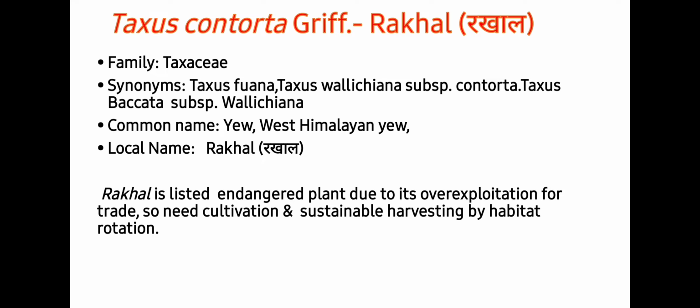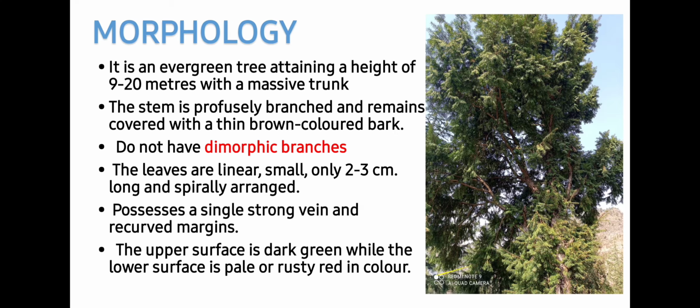Rakhal or Taxus contorta is listed in the endangered plant list of Himachal Pradesh due to its overexploitation for trade. So it needs cultivation and sustainable harvesting by habitat rotation. Let's know the morphology of Taxus contorta. Students, it is an evergreen tree attaining a height of 9 to 20 meters with a massive trunk, as you can see in this image.